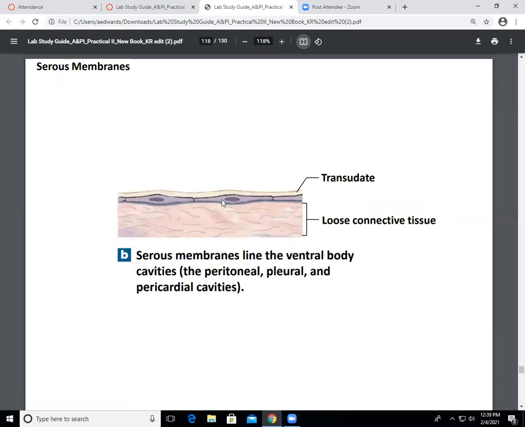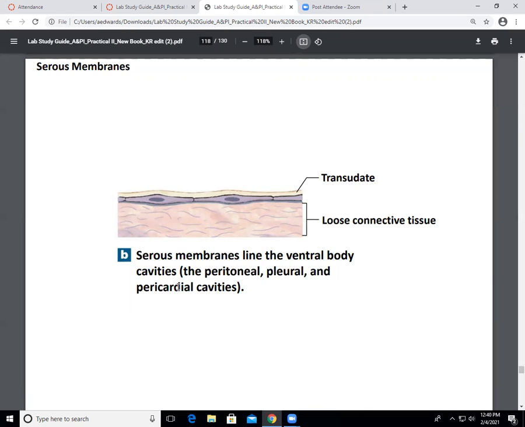All right, now we also have serous membranes. They look a little different, right? What kind of epithelium does this look like to you right here? How many layers? 1, so it's simple. What shape? It's kind of flat, right? So if it's flat, then it's what? Squamous, right? So when you see this, this is kind of what serous membranes look like, okay?